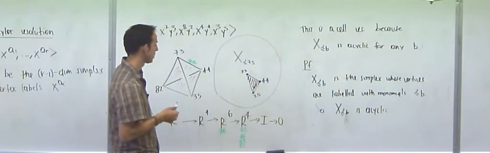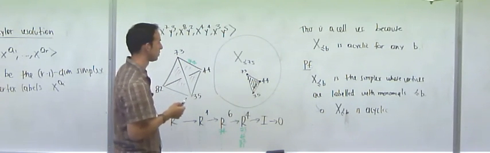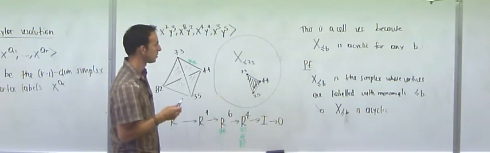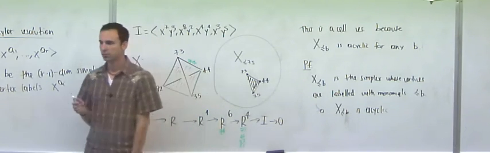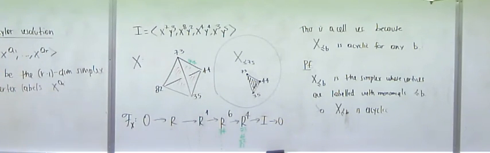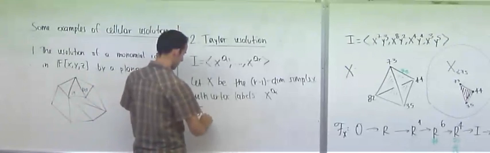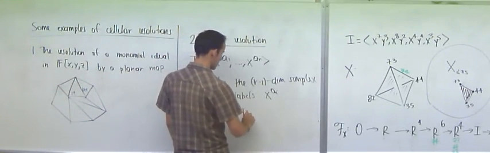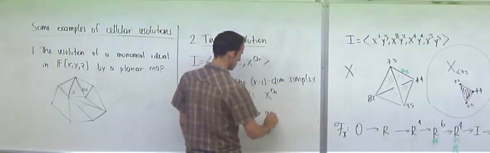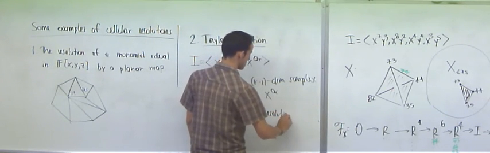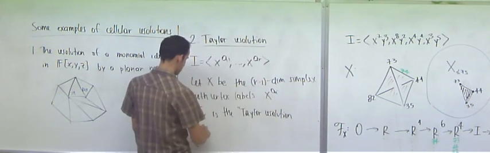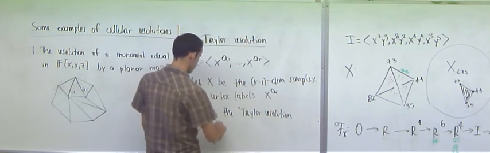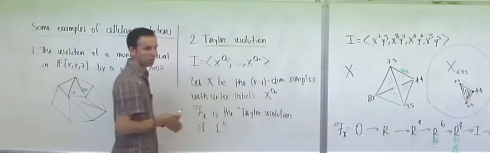Okay. Any questions? So this thing, f sub x, is called the Taylor resolution of I. Okay.